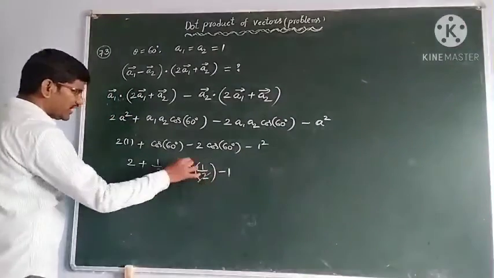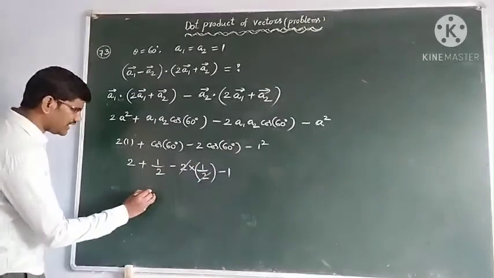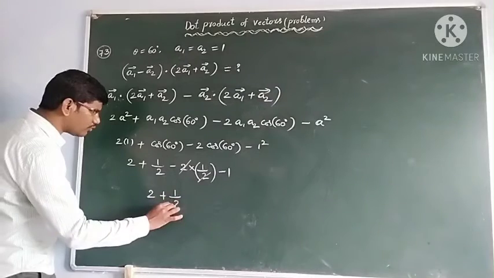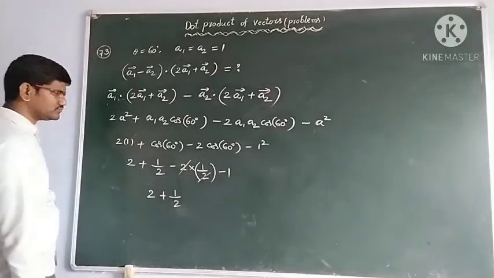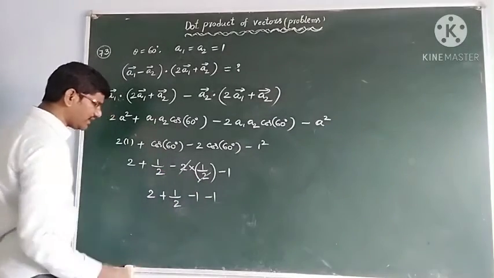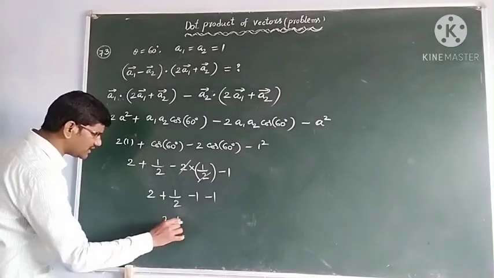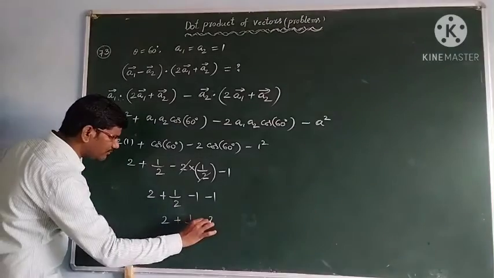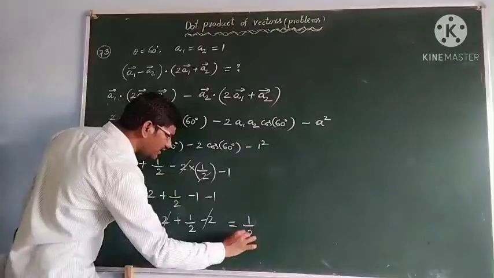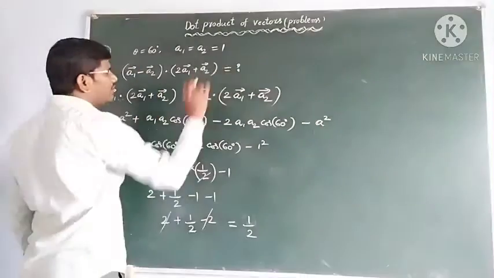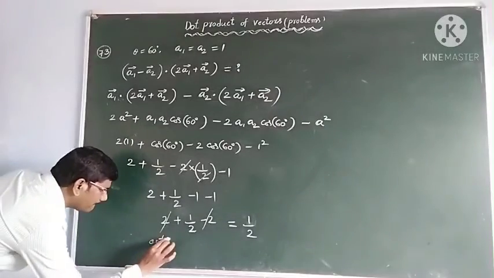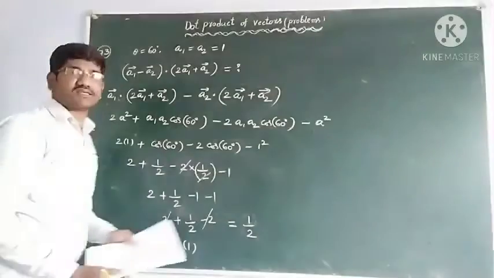Then this 2 and 2 get cancelled. So then you will get 2 plus 1 by 2, and here minus 1 is left. This 2 gets cancelled, minus 1 and again minus 1. Then 2 plus 1 by 2 and minus 2. This minus 2 plus 2 gets cancelled. You are getting the value 1 by 2. So this answer is 1 by 2. So it is option 1. Option 1 is correct.